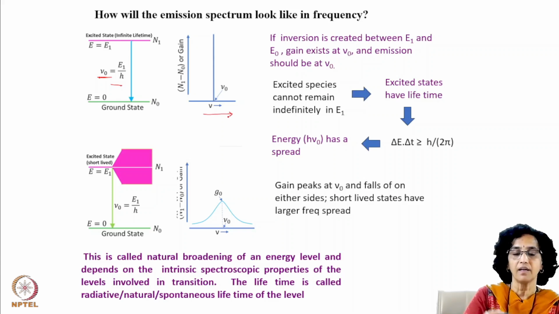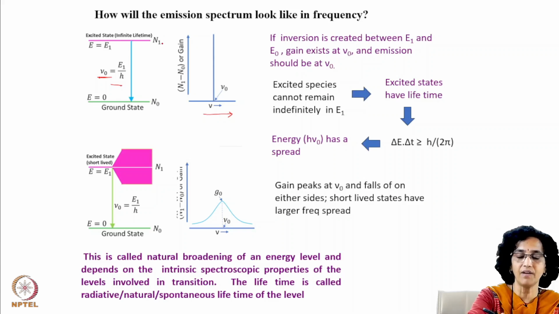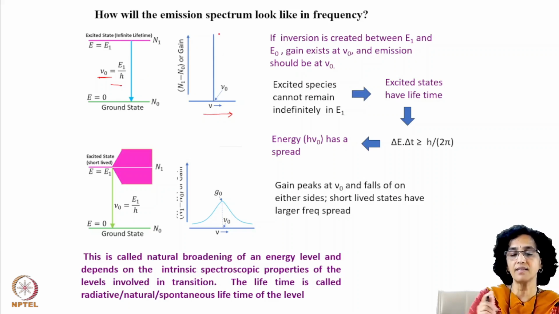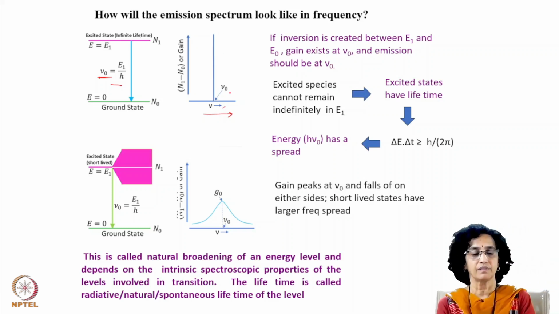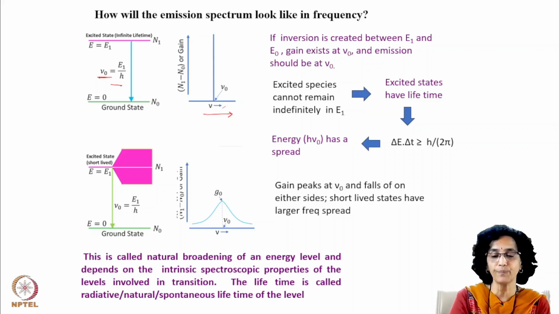So when we see that, what would you expect? We are saying that this is E1 and E0, the difference is delta E, and nu zero is delta E by h. So then you would expect that you would get a single frequency emission. So it should be just a line at nu zero. But is it possible? Do you really get a single frequency emission when you have created inversion between E1 and E0? No.